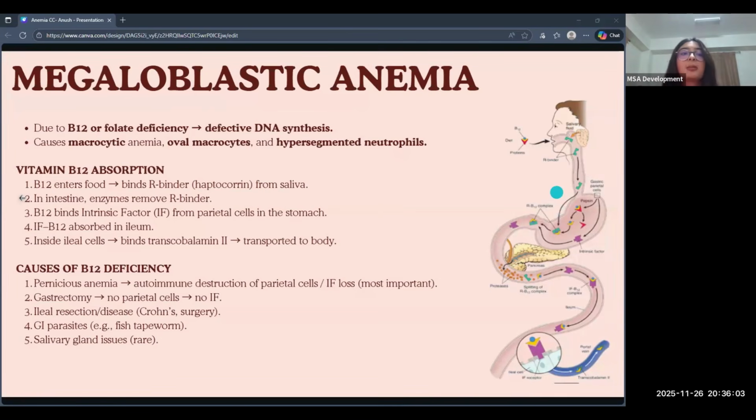Now, one thing I want you to remember is folic acid deficiency or folate deficiency is very easy to develop. It can happen in a week or a few weeks. But vitamin B12 deficiency takes 3 to 5 years to develop, and it's seen in vegetarian or vegan people who don't supplement their diet with B12.